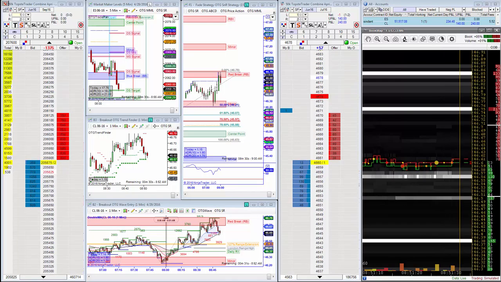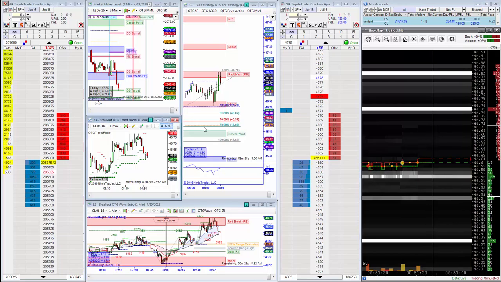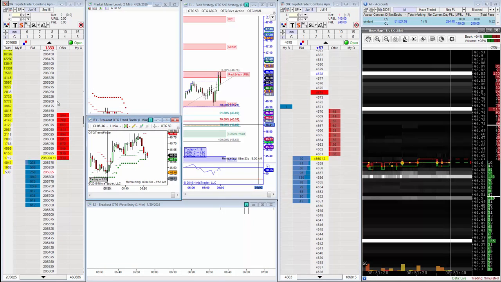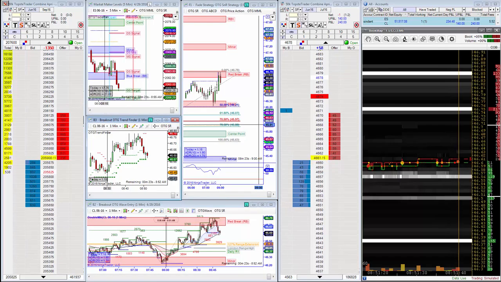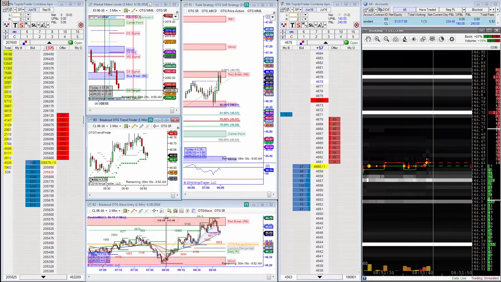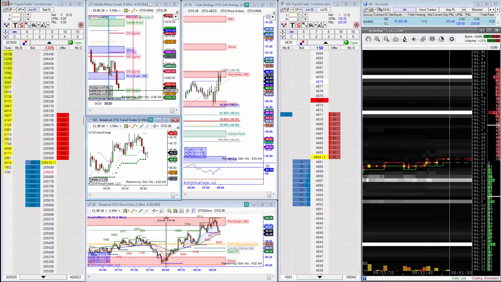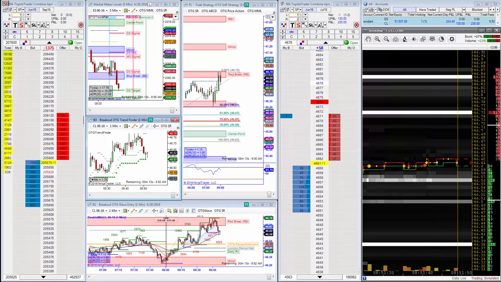Not yet. I want you to see what you've just run into here on your 1 minute. This is your OTG Trend Finder filter. We just hit the daily structure target on the ES. We may rally out of that zone right there. I'm not taking the ES yet.